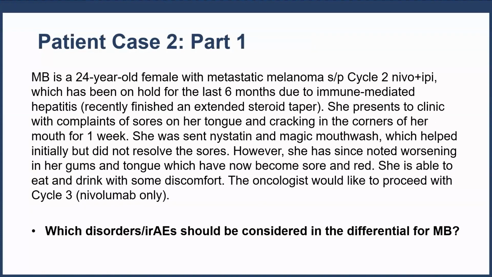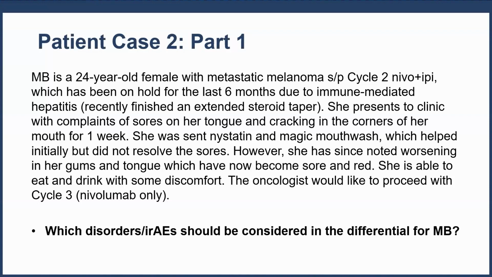So I have another case for you. MB is a 24-year-old female with metastatic melanoma who has received cycle 2 of Niv-Ipi, and this has been on hold for the last 6 months due to immune-mediated hepatitis, which she just recently finished a steroid taper for. She comes into the clinic with complaints of sores on her tongue and cracking in the corners of her mouth for 1 week. She's sent nystatin and magic mouthwash, which helped initially, but did not resolve the sores. However, she's since noted worsening in her gums and tongue, which have now become sore and red. She's able to eat and drink with some discomfort. The oncologist would like to proceed with cycle 3 of nivolumab.